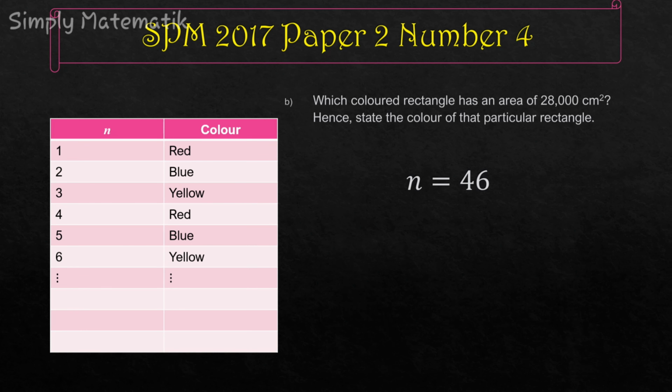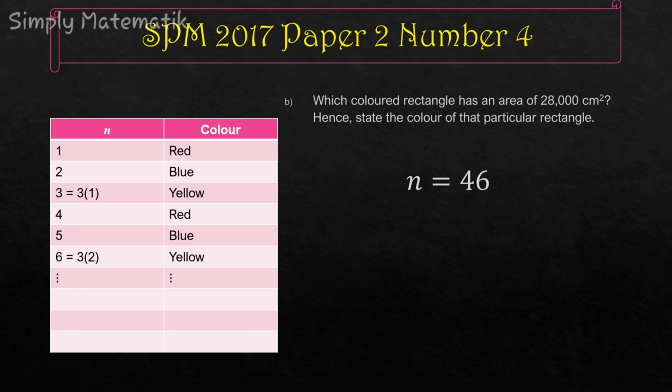Next, we have to identify the color of this particular rectangle. So we see the pattern. When n is 1, the color is red. When n is 2, the color is blue. When n is 3, the color is yellow. And when n is 4, the pattern repeats again to red, and so on. So we just need to identify where this n is located.